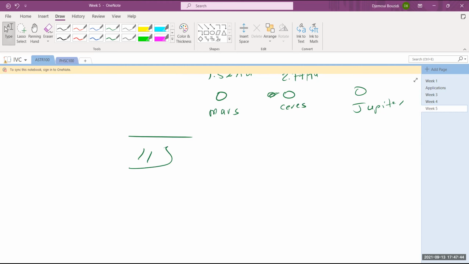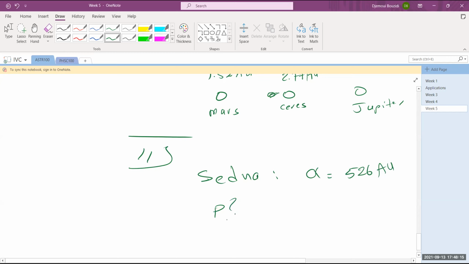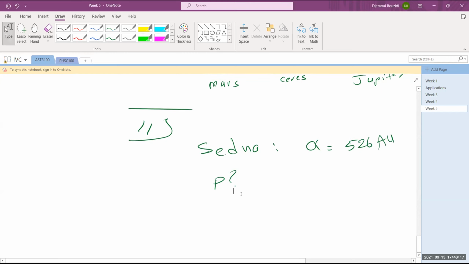For problem 11, let me find 11 first of all. It says Sedna, an object in the outer system, has a semi-major axis of 526 astronomical units. So Sedna, remember, I showed it very far away, has an A, which is the semi-major axis, of 526 astronomical units. What is its orbital period? Basically, what is P? How long does it take for it to go once around the sun?